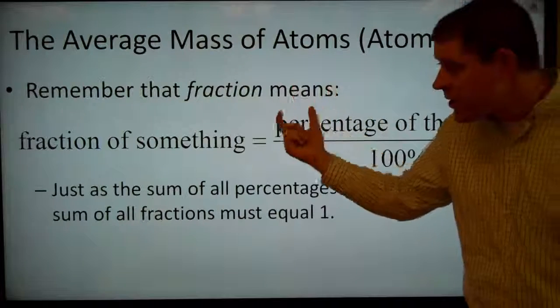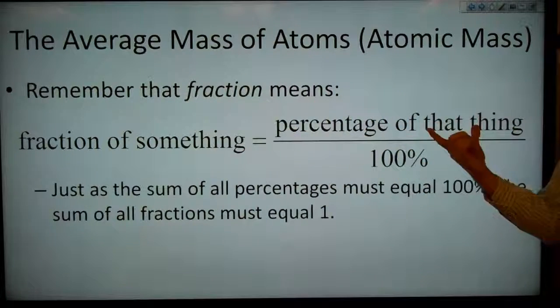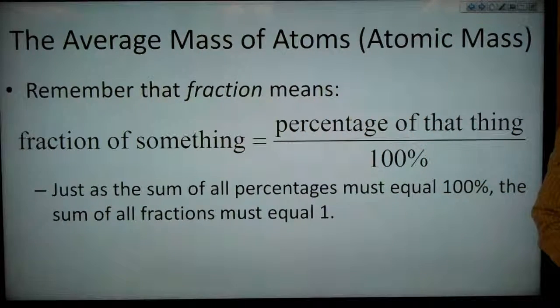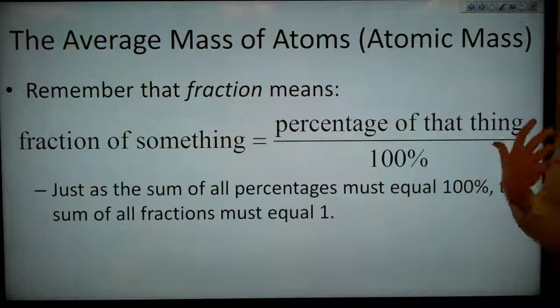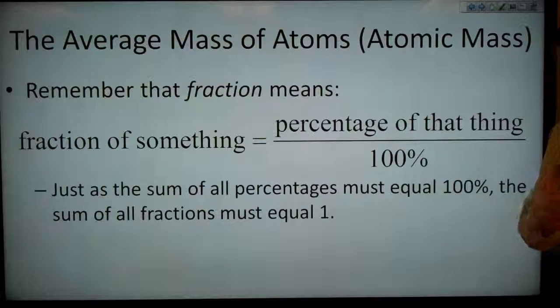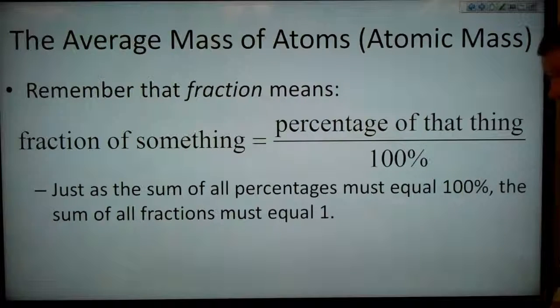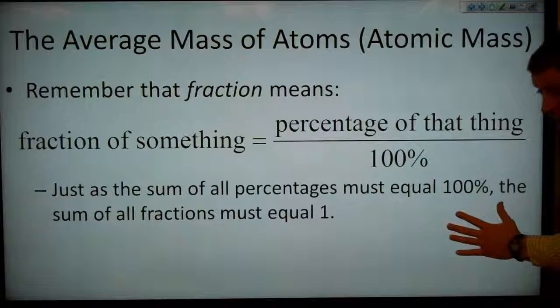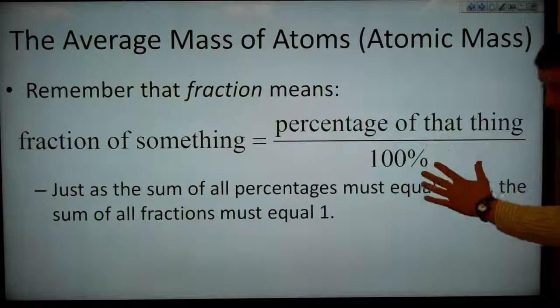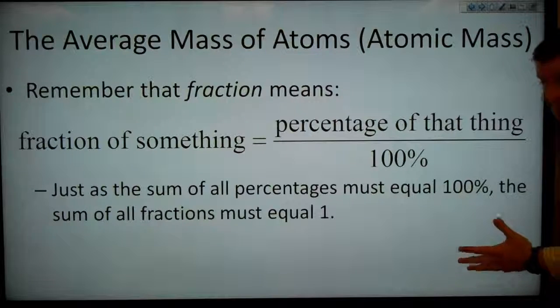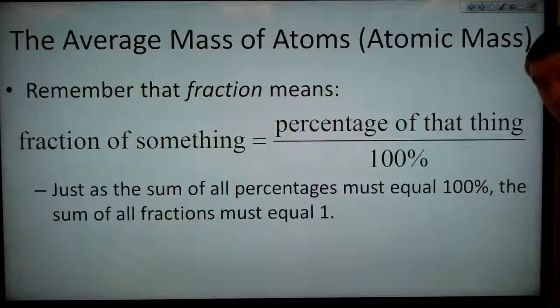And remember, the fraction of something is equal to the percentage of that thing divided by 100%, which means that each fraction is somewhere between 0 and 1. And just like the sum of all percentages must equal 100%, if we divide 100% by 100%, we get 1. So the sum of all fractions must equal 1.